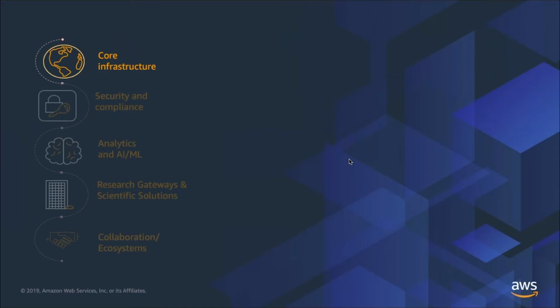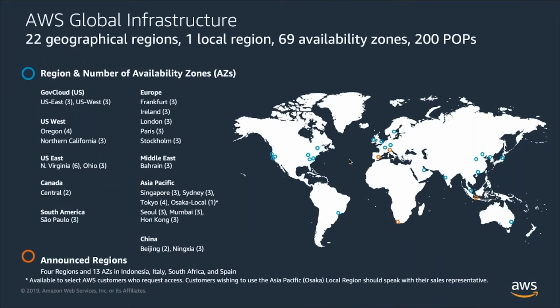So I'm going to start off by diving into the core infrastructure of how we help enable those key factors. And I wanted to start off by just commenting on AWS as the largest global infrastructure footprint with over 22 geographical regions, 69 availability zones, and an ever expanding and constantly increasing footprint to help you where your research resides, but then also to collaborate with those other organizations more globally.